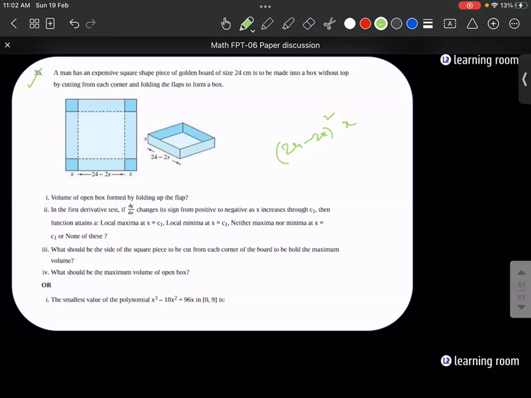Right, if you take the 2 outside, you will get 4 into (12 minus x) the whole square into x. So 4 into (144 plus x square minus 24x) into x. So 4 into (x cube minus 24x square plus 144x) will be the answer. Sorry, 24.